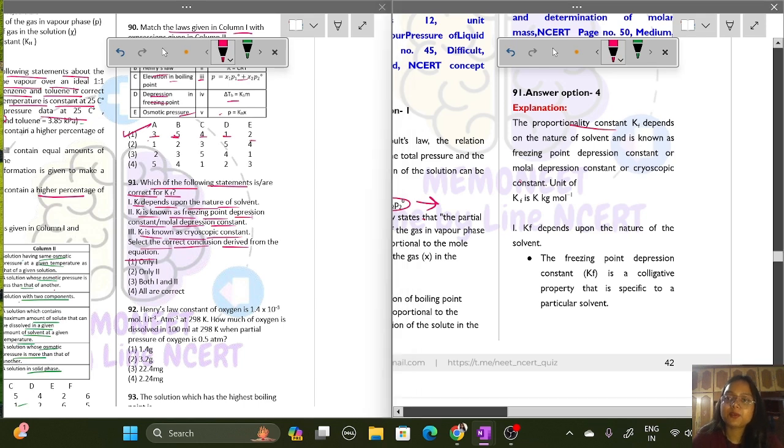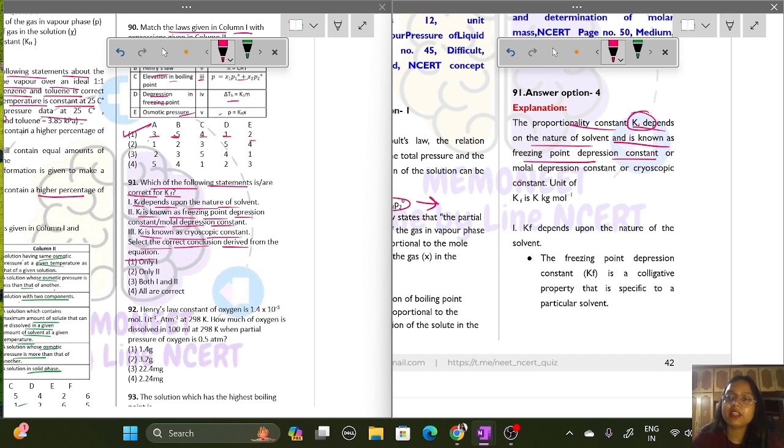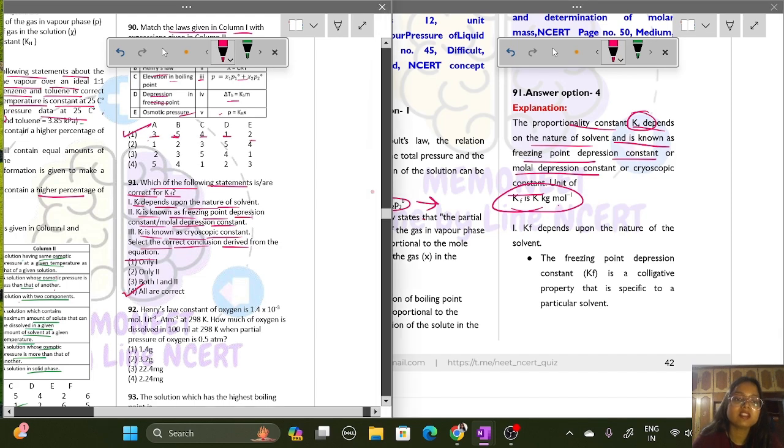Now, the proportionality constant KF depends upon the nature of the solvent and is known as the freezing point depression constant or cryoscopic constant. Its unit is Kelvin kg per mole. So it depends upon the nature of solvent. Yes, it is known as the freezing point depression constant. This is also correct. KF is also known as the cryoscopic constant. So these three are correct, which means that all are correct.